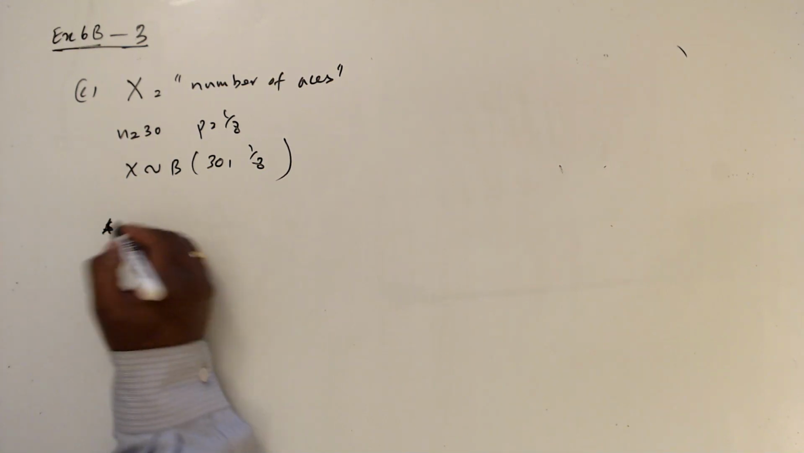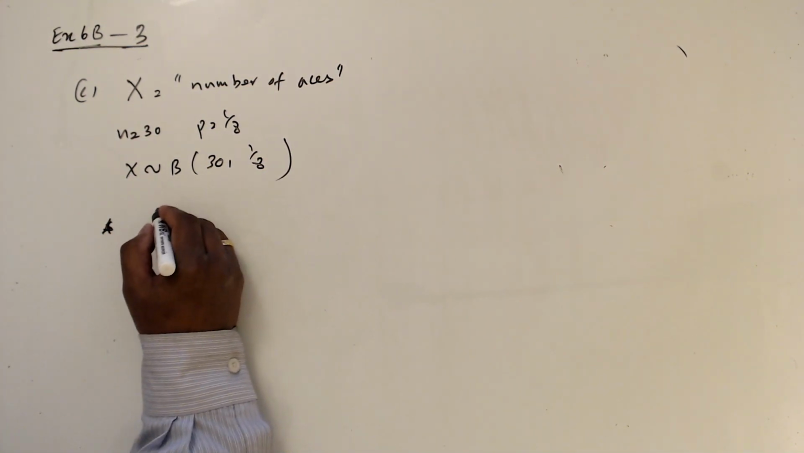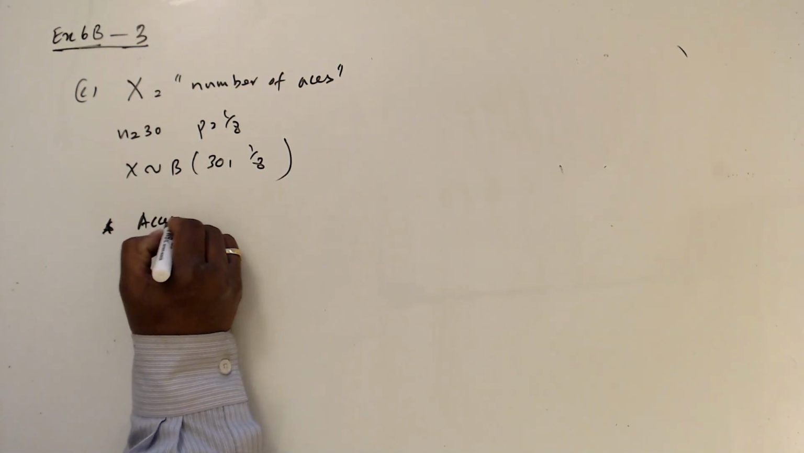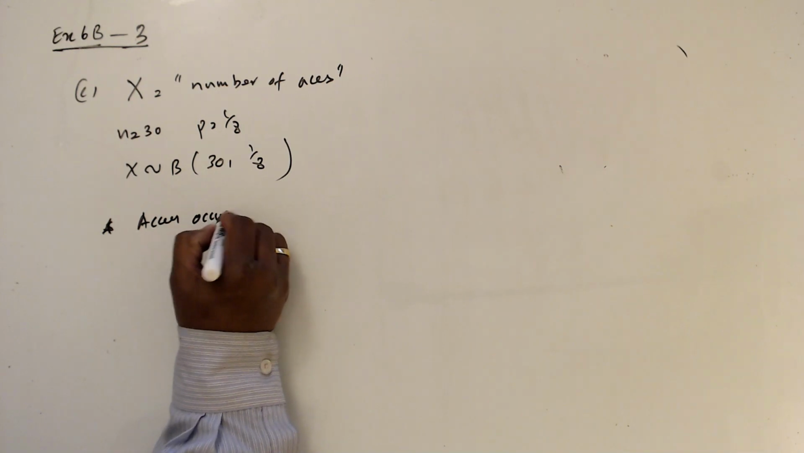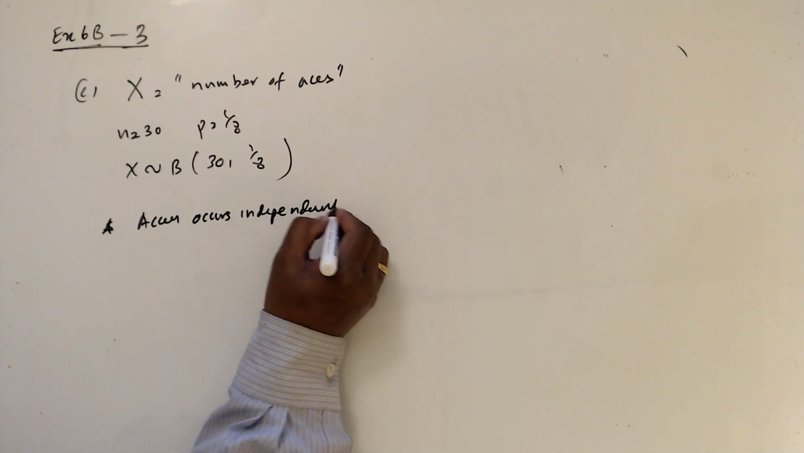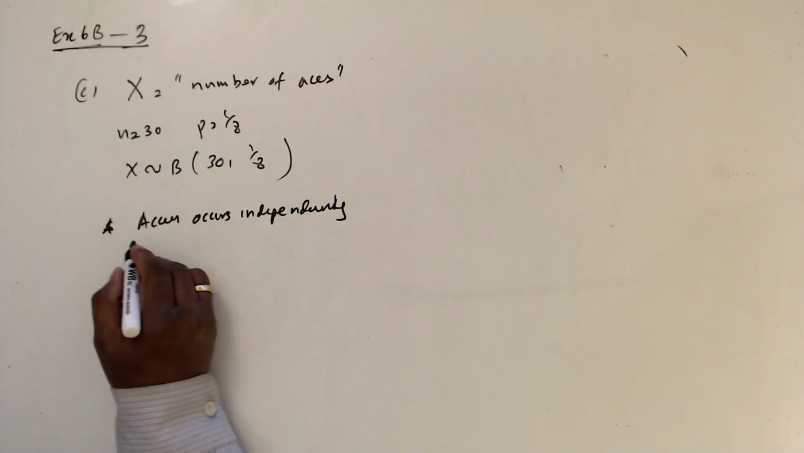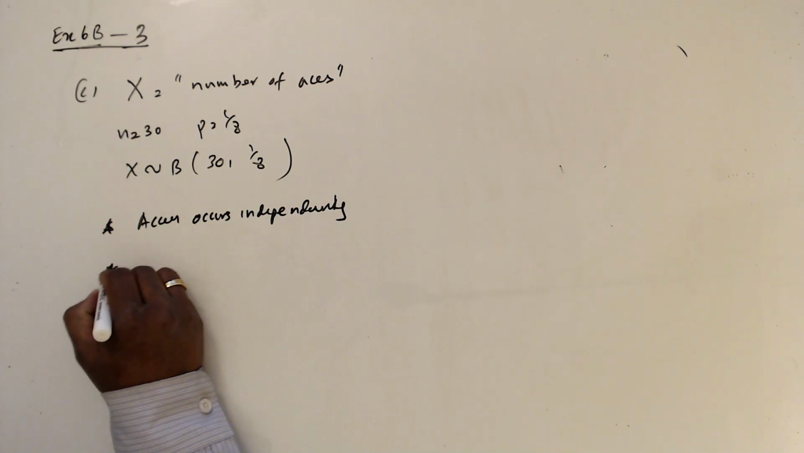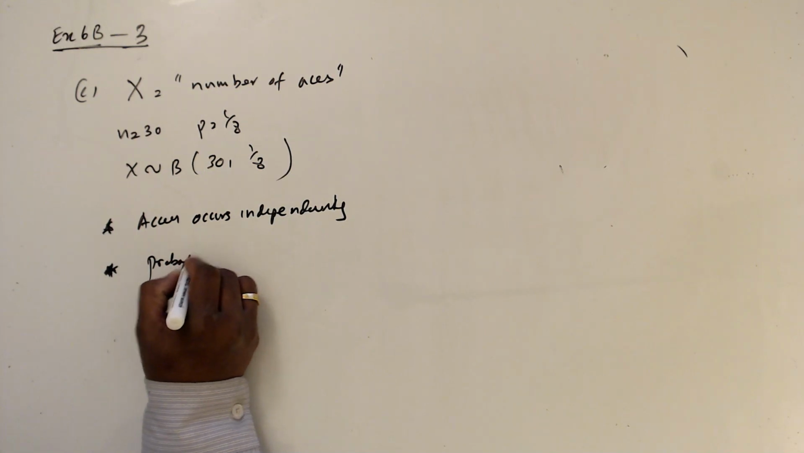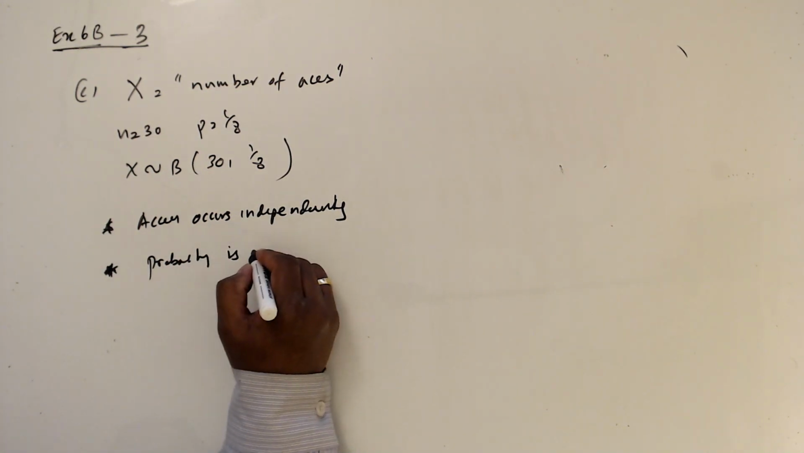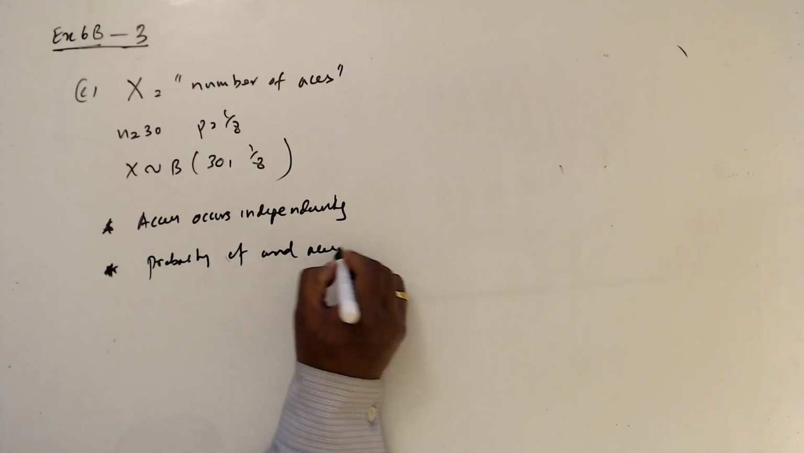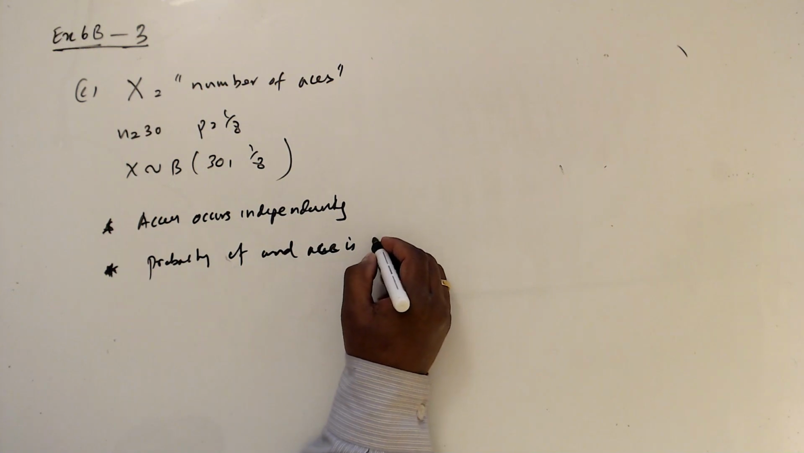So the assumption: aces occur independently, with no influence from one another, and the probability of an ace is constant, or equally likely.